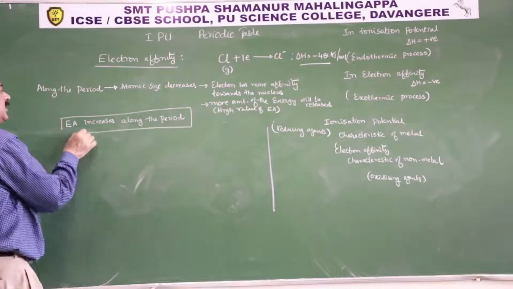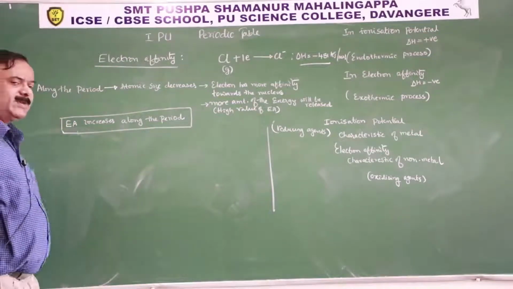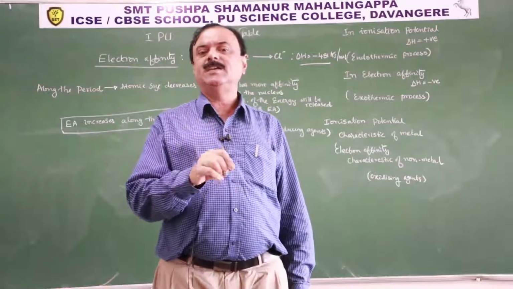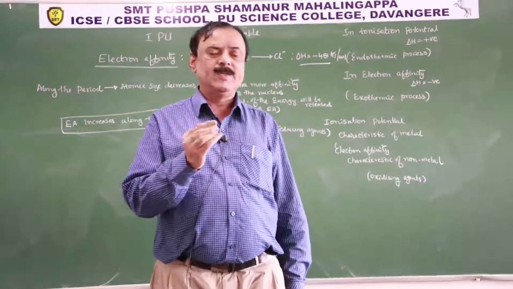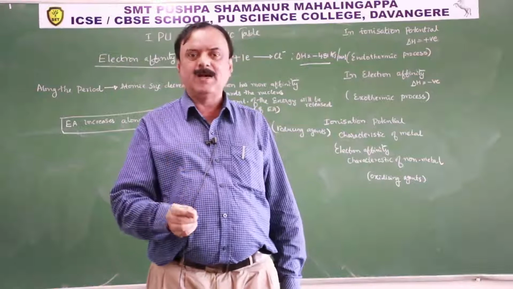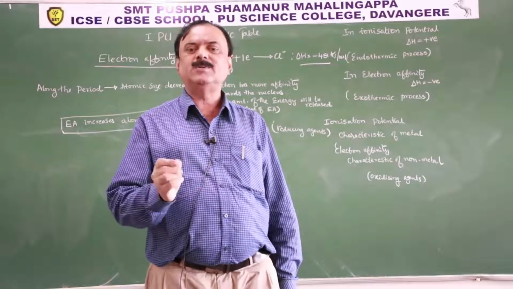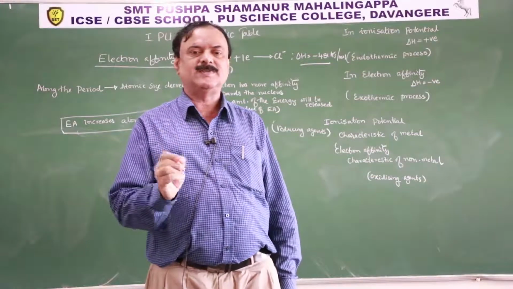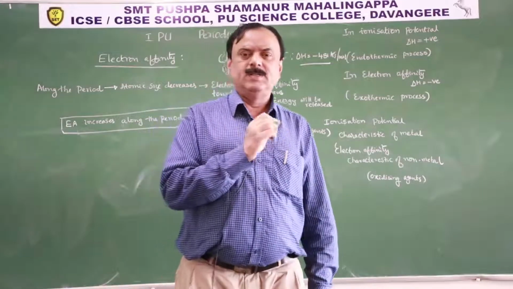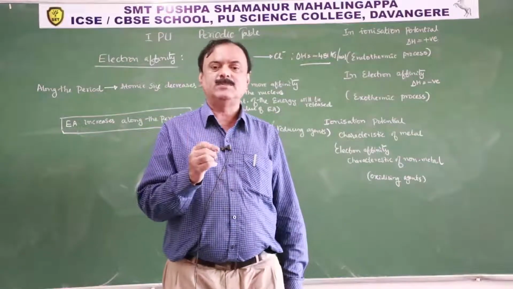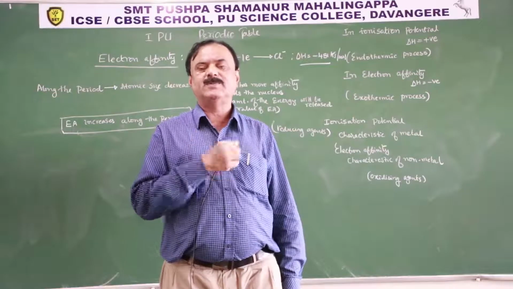Why does electron affinity increase along the period? In our board exam, they may ask you to define electron affinity and how it varies along the period and down the group. Electron affinity is the amount of energy released during the addition of an electron to the neutral gaseous isolated state of an atom. Whenever the energy liberated is more, the anion is more stable because it possesses a lesser amount of energy.